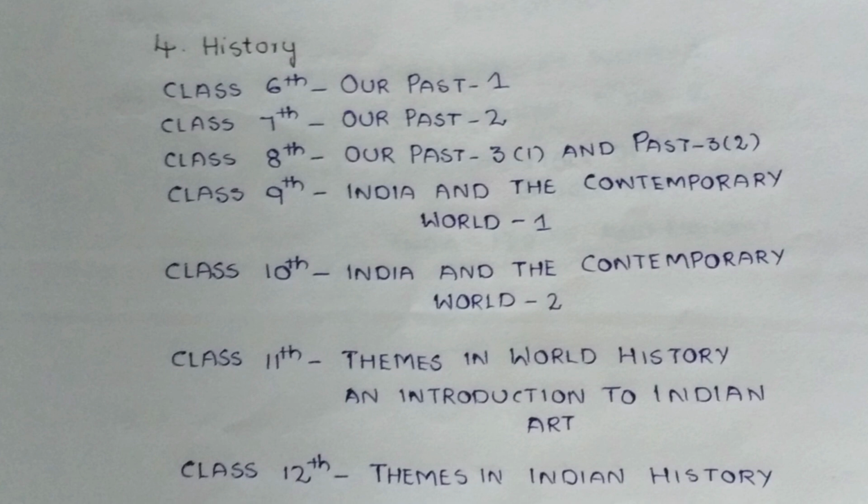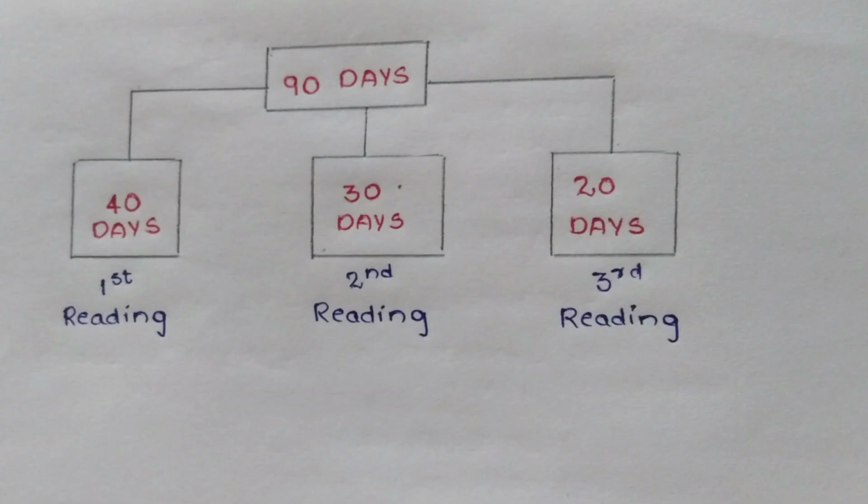So the first thing is, we have only 90 days with us, and in this 90 days, the first thing I have done is I have divided these 90 days into 3. That is, in first 40 days we will give first reading. After that, for the next 30 days we will go for second reading, and in the next 20 days we will go for third reading. So this is the short duration of time, and here I have divided this 90 days into 40, 30 and 20 days.